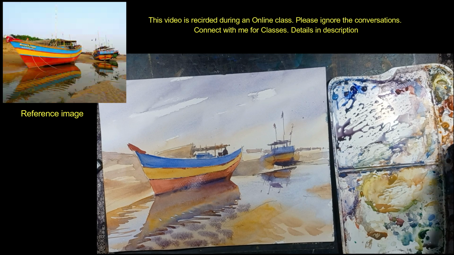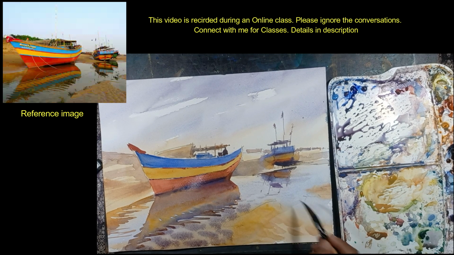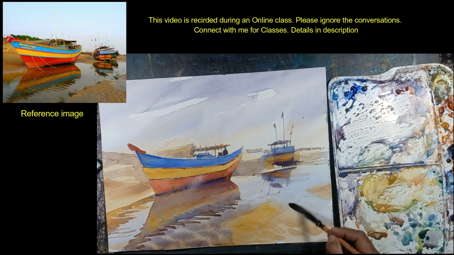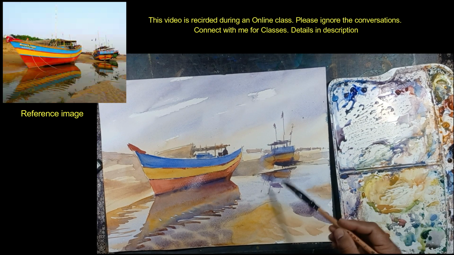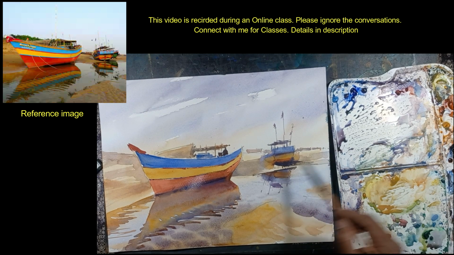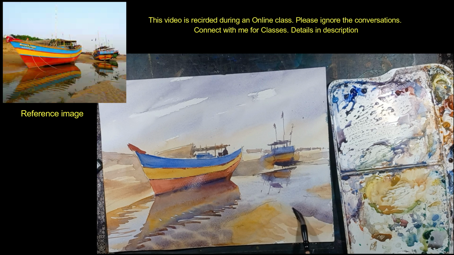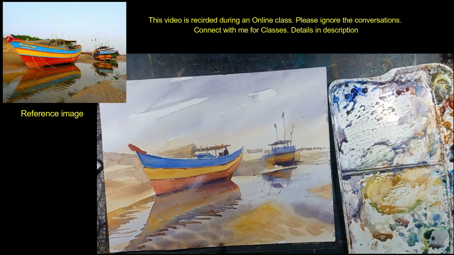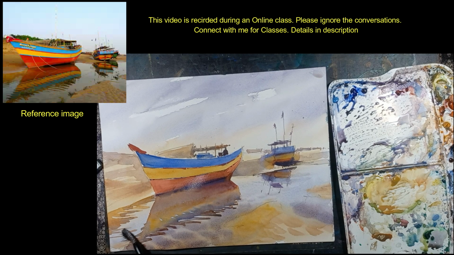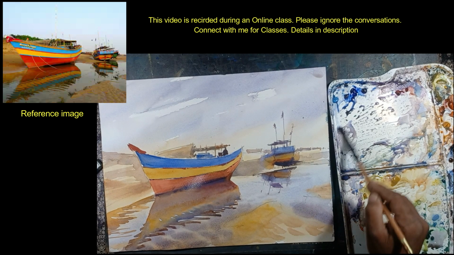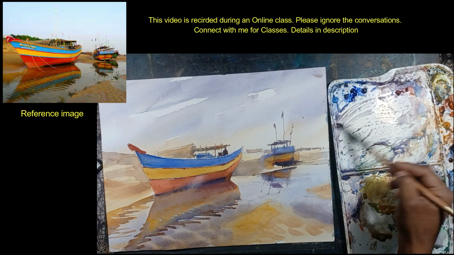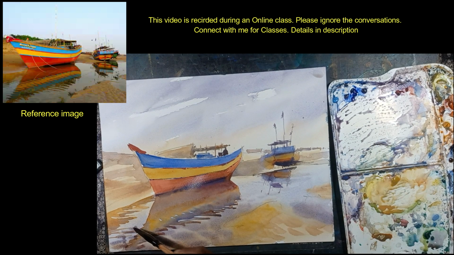And these ripples will vanish slowly. These ripples will vanish from here, and the same darkness will follow here also, and it will vanish till here, like this. We'll add a little bit of darkness here also, same thing, same color, blue, crimson and orange, a little bit here, just to build that darkness.